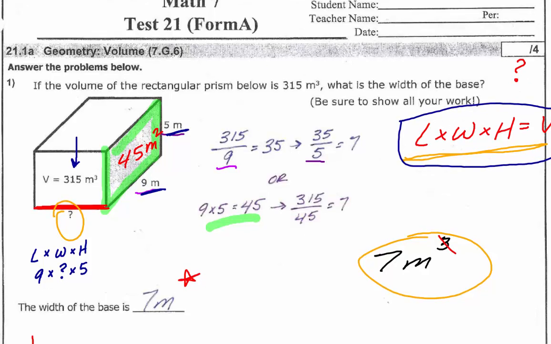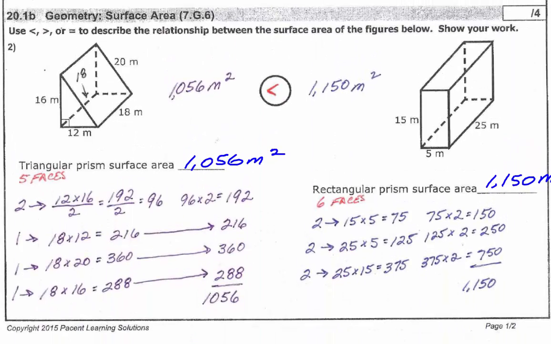All right, on to number 2. Number 2 is a little more challenging. So number 2, they give us 2 figures. They give us a triangular prism on the left. They give us a rectangular prism on the right. And they ask us to first find the surface area of each. It's not a volume problem, surface area of each. And then secondly, we have to compare them.